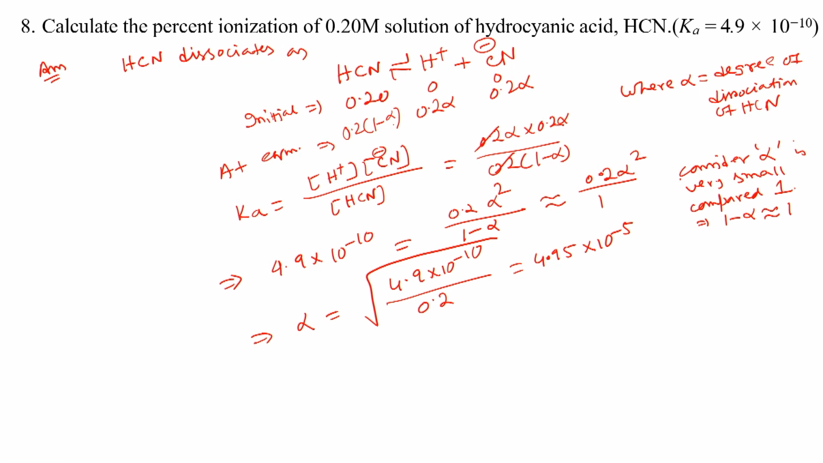So, we need to calculate percent ionization. Okay, so, therefore, the percent ionization is 0.00495%.